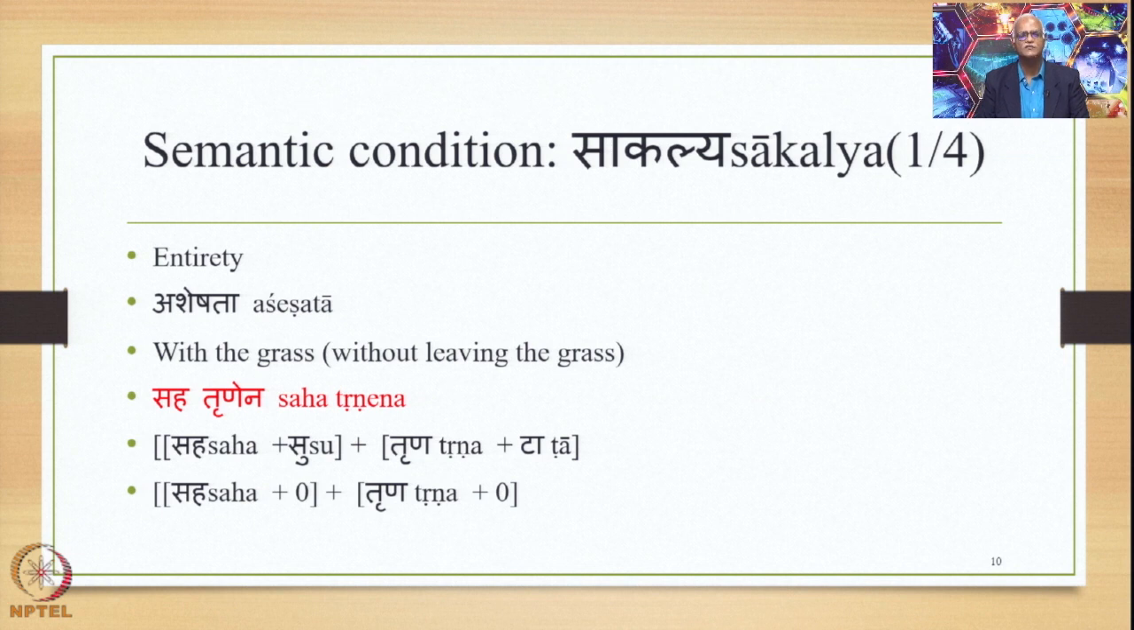Now here we get the samasa saudhnya, and then we get the pratipadika saudhnya by the sutra krittadhita samasascha, and then we apply the sutra supodhatu pratipadika yoho 2471, which deletes both the sups, namely su as well as ta. So we get saha plus zero plus trina plus zero as the output.